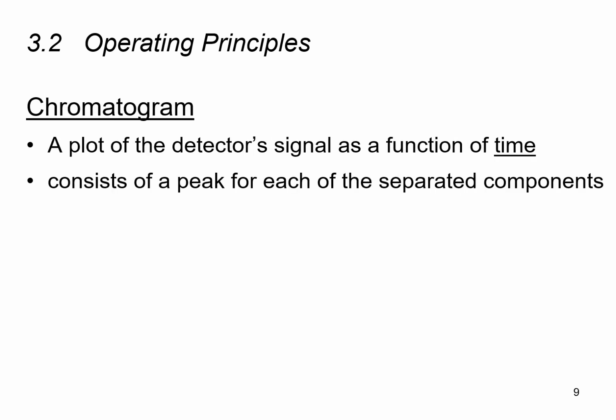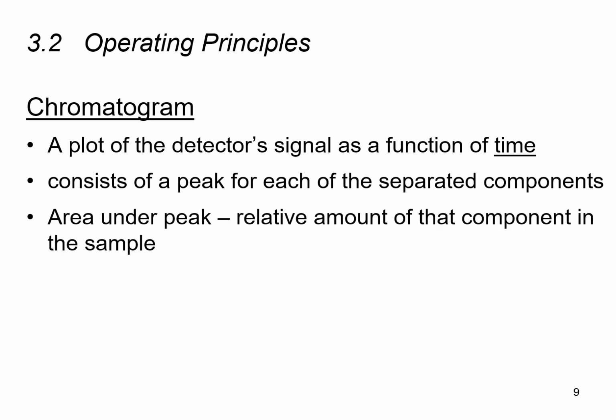Now, earlier we mentioned that a detector is positioned at the end of the column, and the detector's main job is to tell us that there is a particular chemical component being eluted from the column at that time. So what the detector does is that it plots something called a chromatogram. Now, a chromatogram is essentially a plot with a bunch of peaks, and each of these peaks will represent one of the various chemical components that are present in the sample mixture.